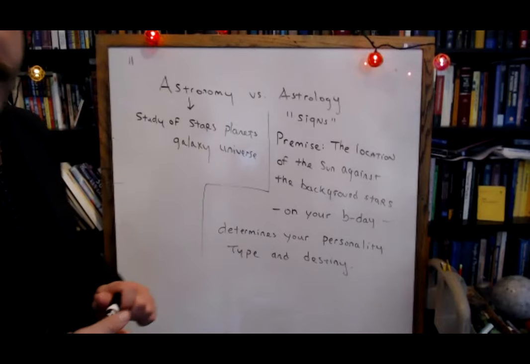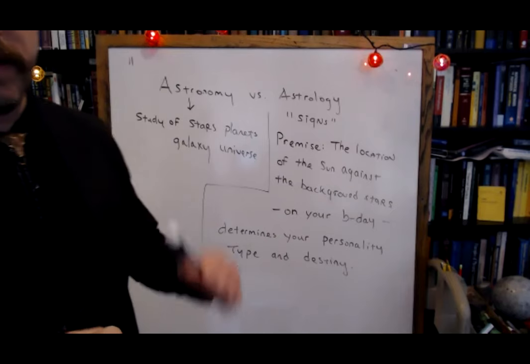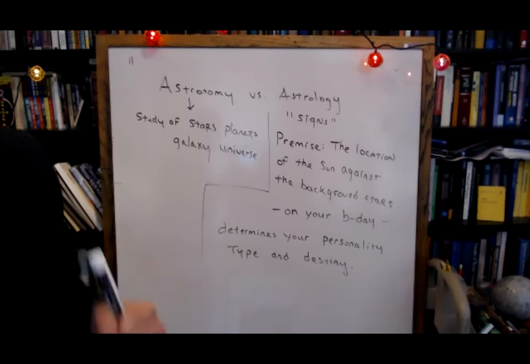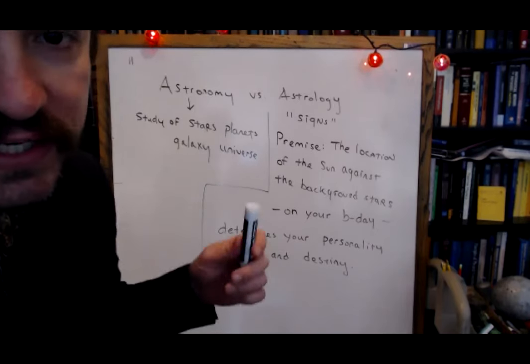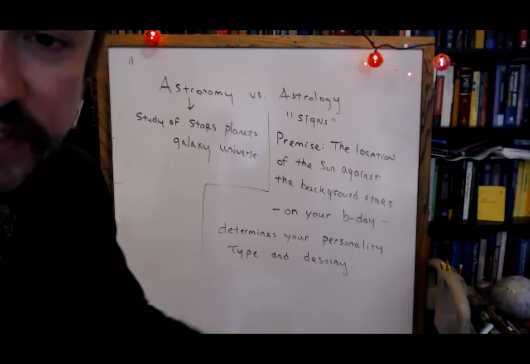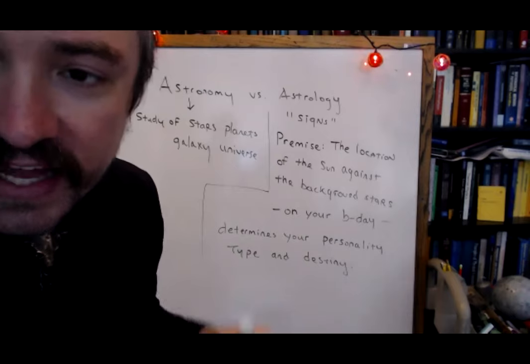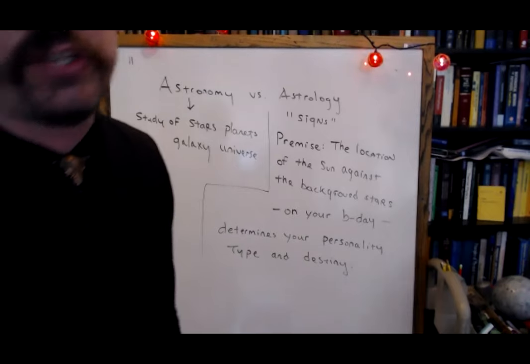It operates under the premise that the constellation that the sun is in against the background stars on your B-day determines your personality type. And this is why astrologers are interested in 13 particular constellations. Those are the 13 constellations that the sun can be found in. The sun will never appear in Orion. That does not happen because of the orientation of the solar system.